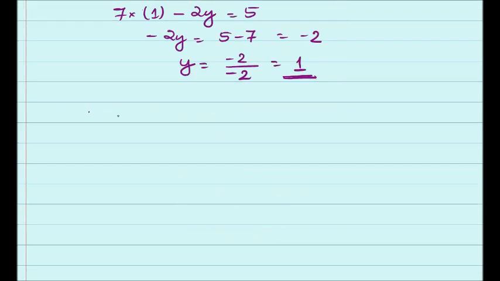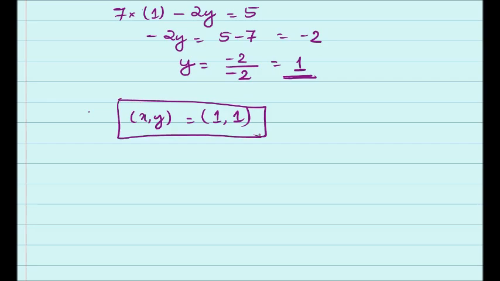Hence, the solution of the system is the ordered pair x comma y is equal to 1 comma 1. This is the solution of our system of linear equations. Now we need to verify this answer.